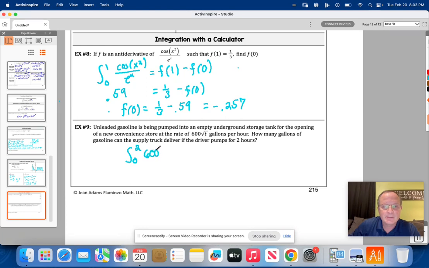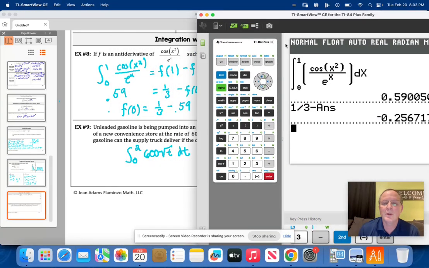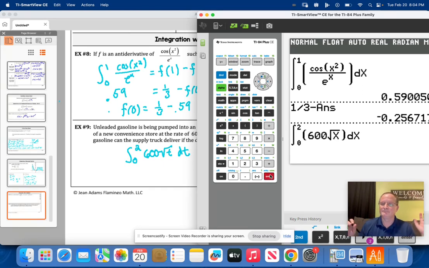600. This is the rate. dt. I'll use x. You can use whatever variable you want to, but I don't have the calculator do it. So here we go. I'm going to go math 9. So math 9 from 0 to 2 of 600 times the square root of x. You can use whatever variable you want, but I'm going to use x since it's handy. And x, and there we go.